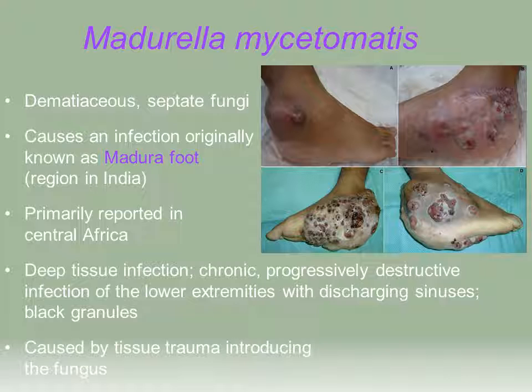This is a deep tissue infection, so deeper than the chromomycosis that we looked at initially. Chronic, progressively destructive, discharging sinuses, and in this case, black granules are released. But similarly, it is still caused by tissue trauma, which introduces the fungus.